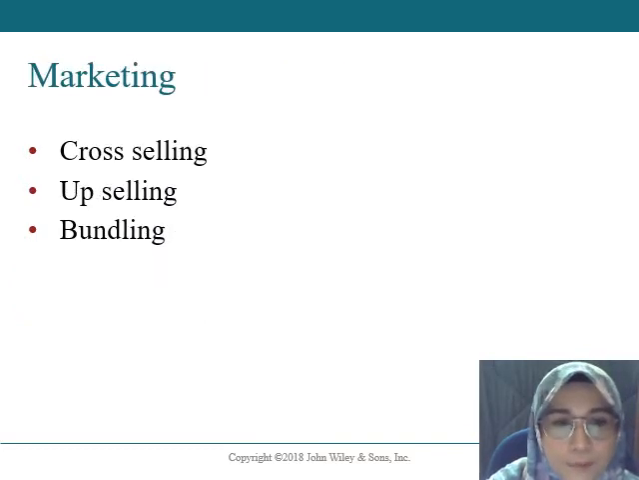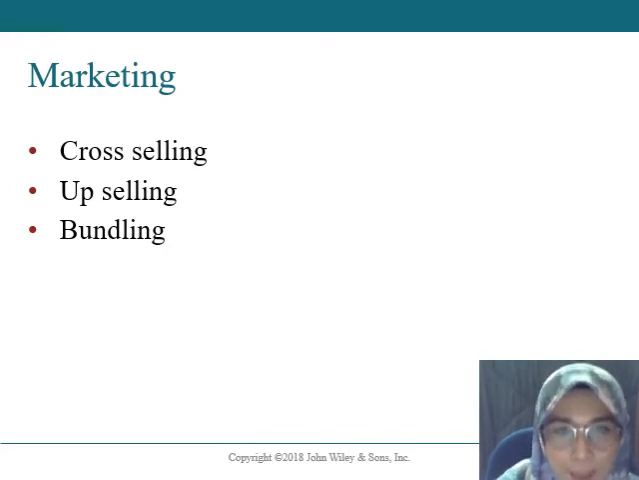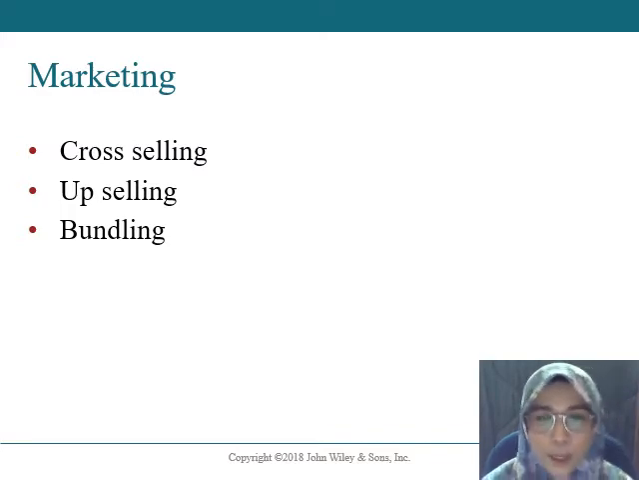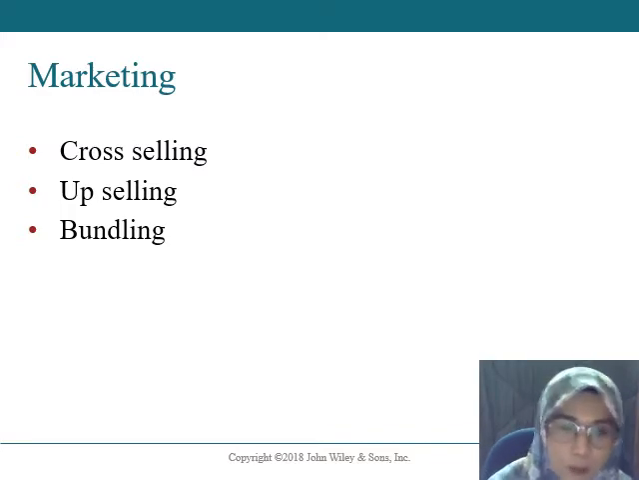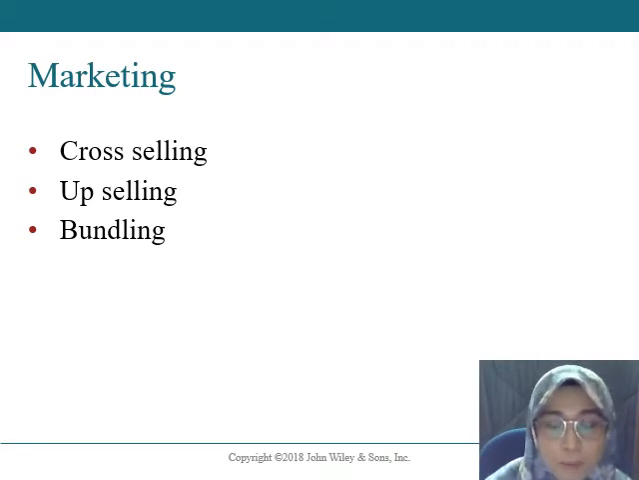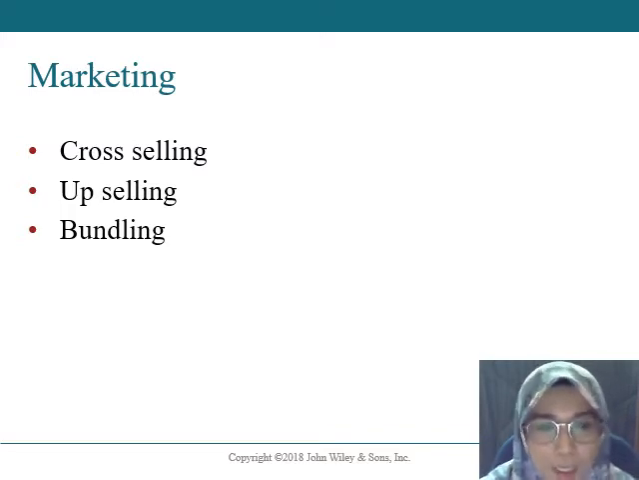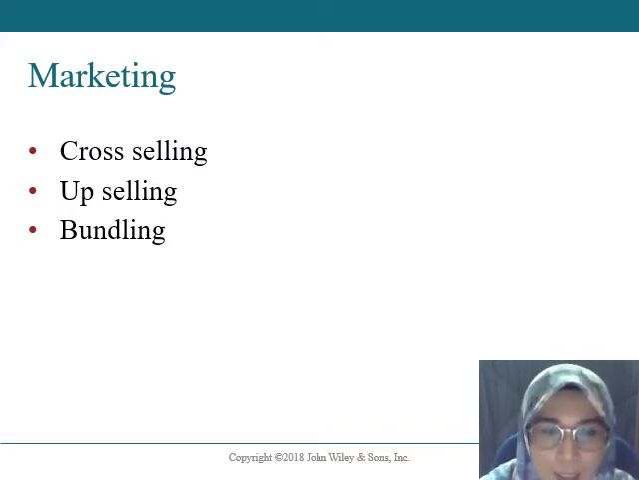Okay. So next we go to the marketing. So marketing is known as a CRM application, as I've mentioned before, that will use data mining to come up with the volumes of the customer data. So it can collect, and then they will do targeted marketing for their customers. Okay, so there are a few types of marketing used, which is we have cross selling, we have upselling, and also we have bundling.